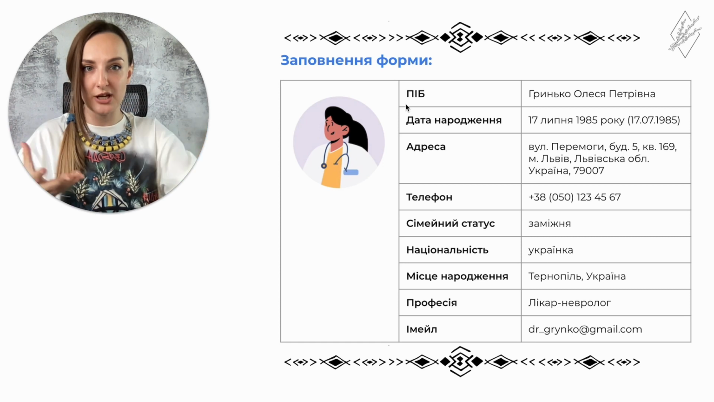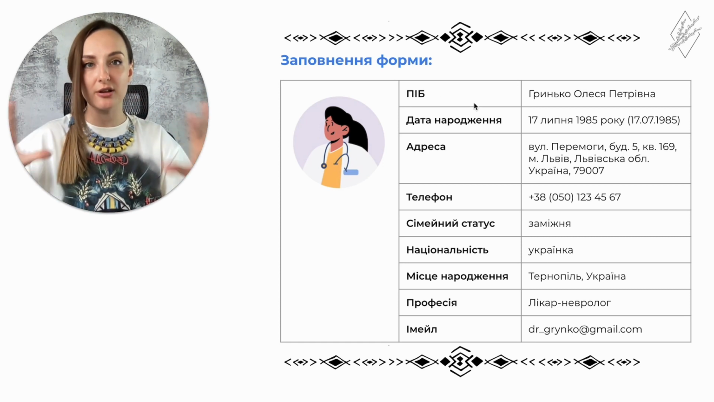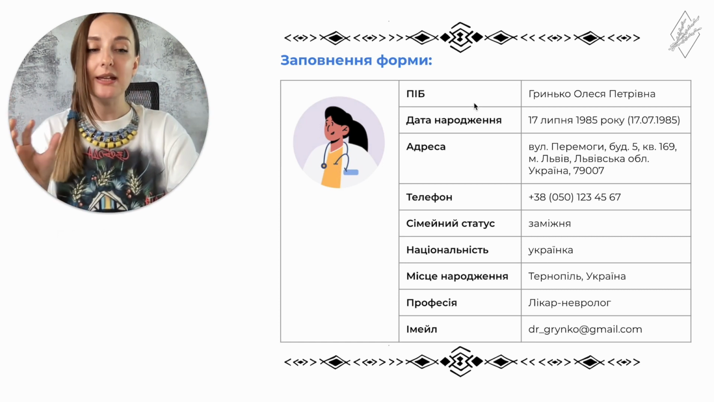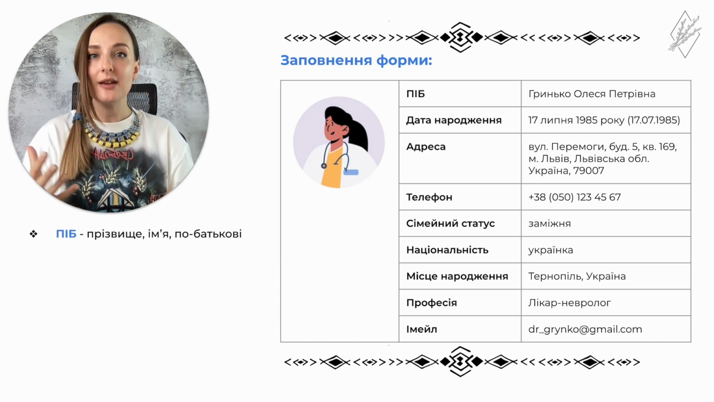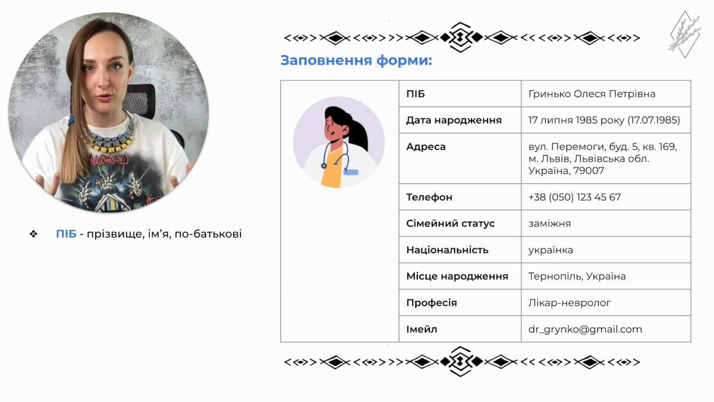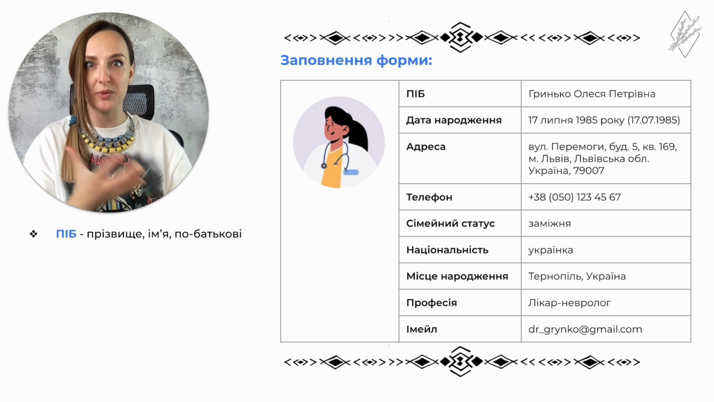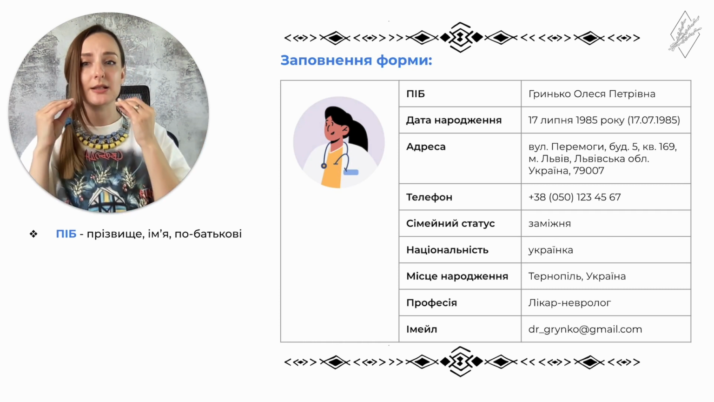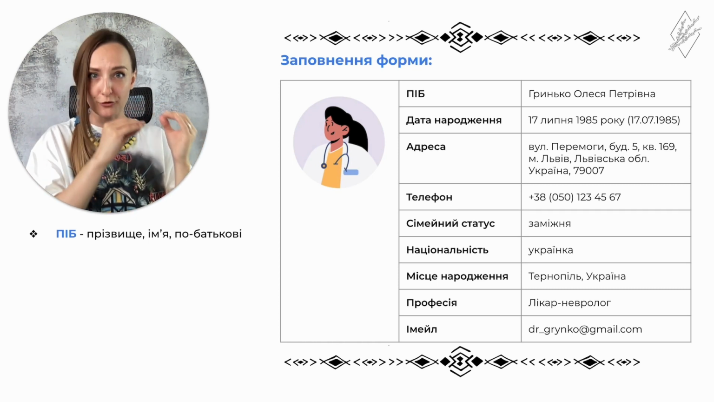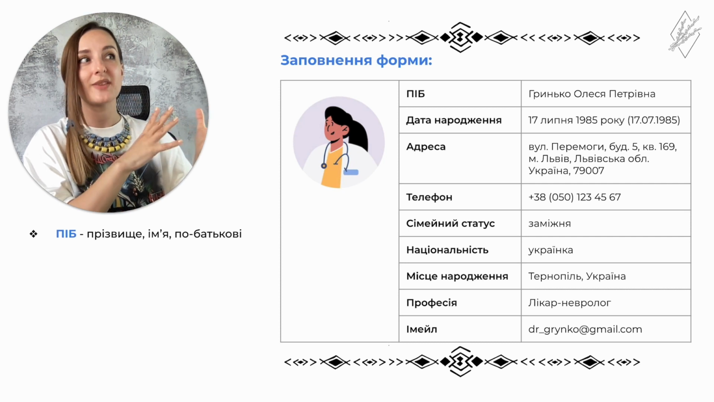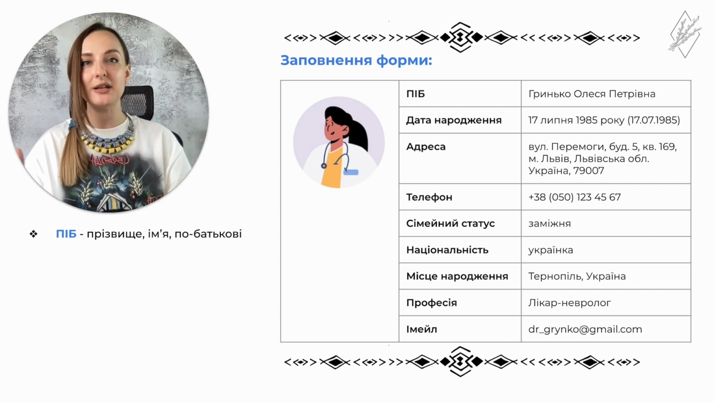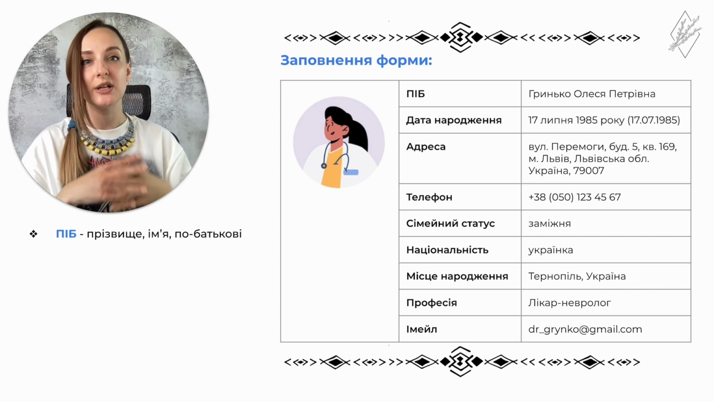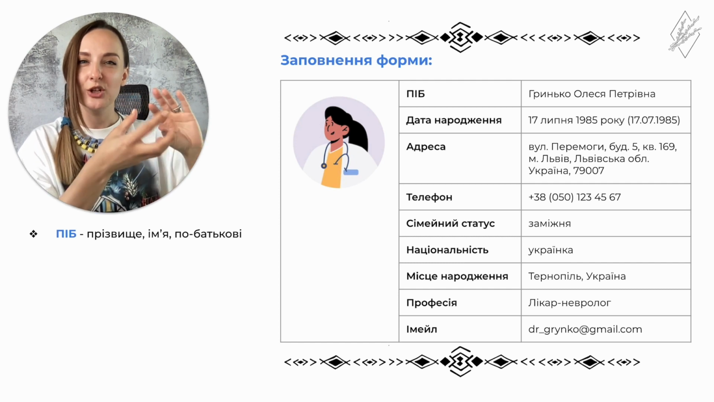This is an abbreviation. PIB. Very, very common, very popular. It means прізвище, ім'я, по-батькові. What does it mean? It's last name, first name, and patronymic name. In Ukrainian, we have patronymic names. So, the name of our father in certain form.